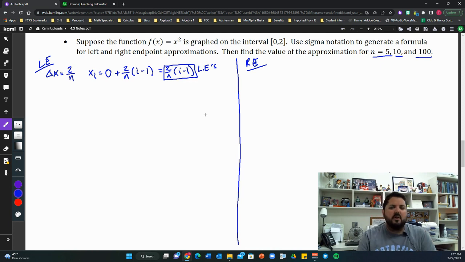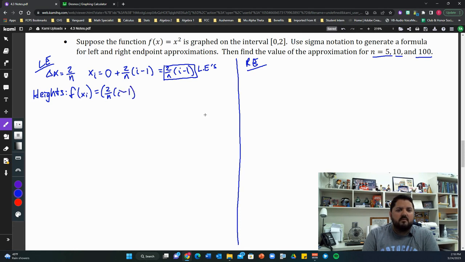But again, we're doing this in a generic mindset. Because this is just a formula for the x values, we still need to pass this formula into the function. So that's our next job. We need to find a formula or an expression to calculate the heights of all of these endpoints, or in other terms, f of x sub i. So if f of x is x squared, then f of x sub i would be, instead of x squared, we would take all of this stuff and square it. So we end up with 2 over n times i minus 1, quantity squared.